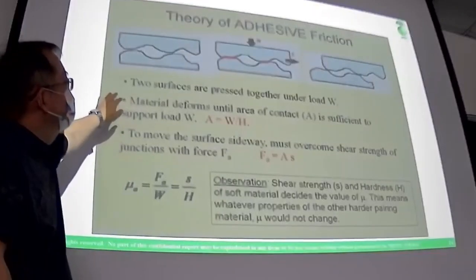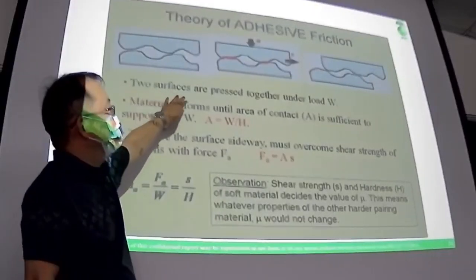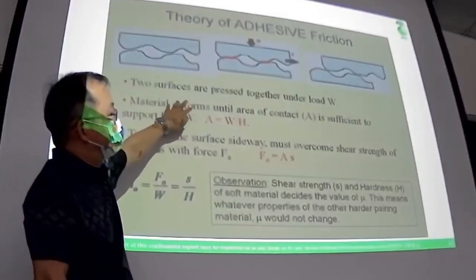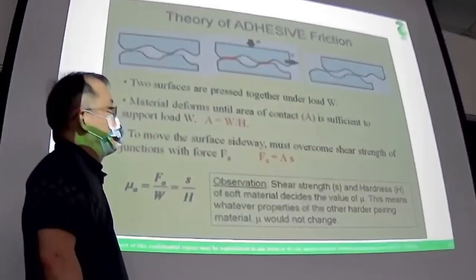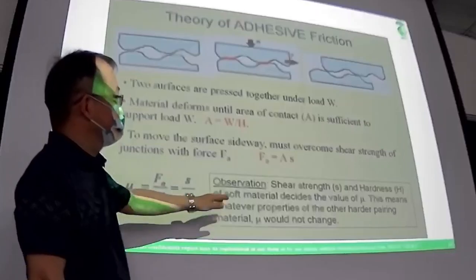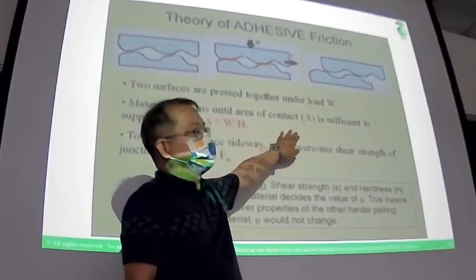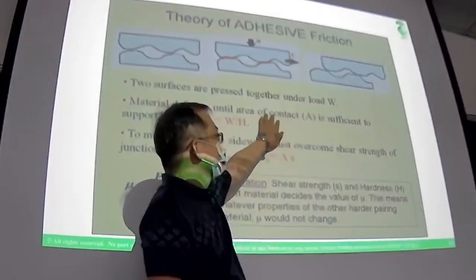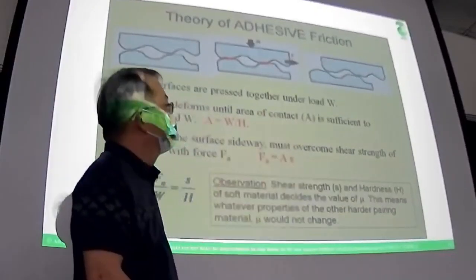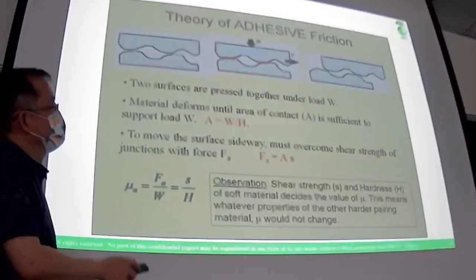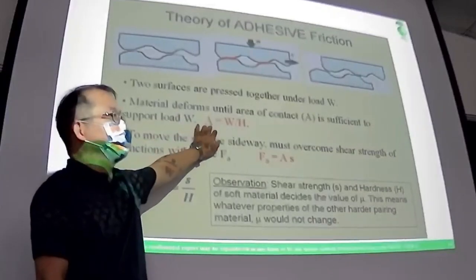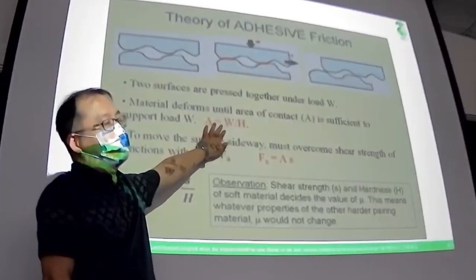So two surfaces are pressed together under load W. The material deforms until the area of contact, in the formula, A is the contacting area, is sufficient to support the load of W. So the contacting area can be decided by this formula.